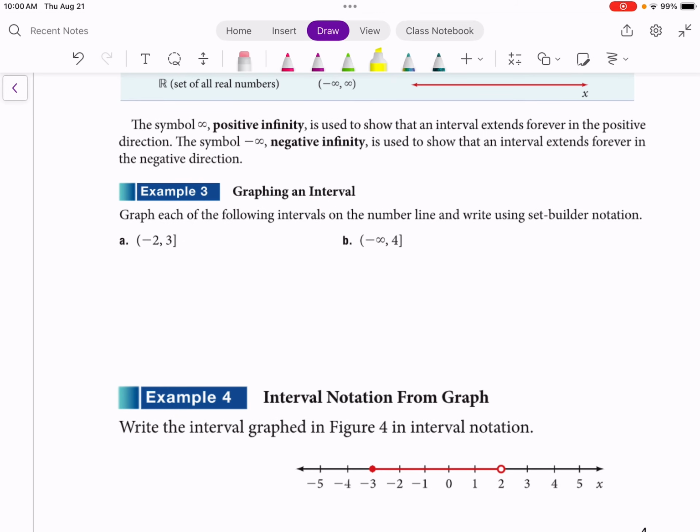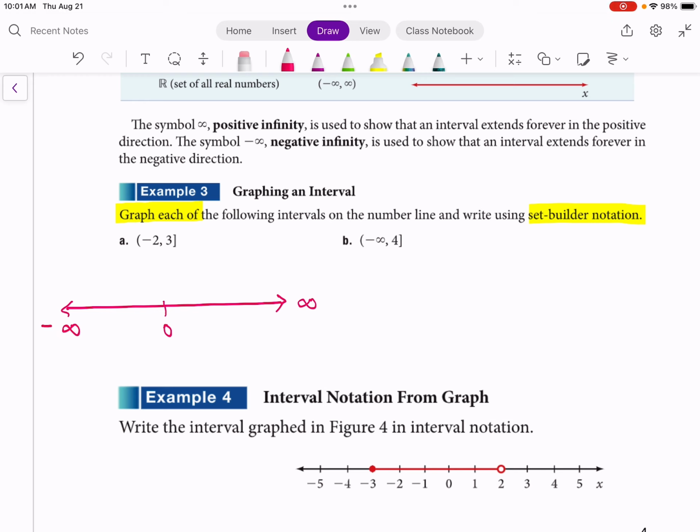So let's go ahead and do these examples. Here we have to graph each of the following intervals on the number line and write them using set builder notation. So we have to graph each of these interval notations on a number line. Let's start by drawing a number line. In the center we have 0. On the right of 0 we have positive numbers, on the left of 0 we have negative numbers, on the right end we have positive infinity, on the left end we have negative infinity.